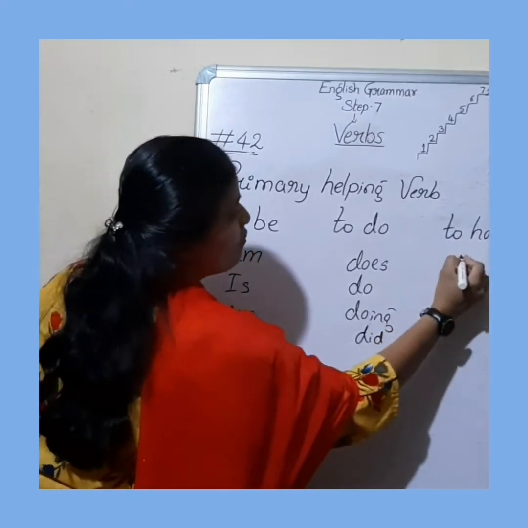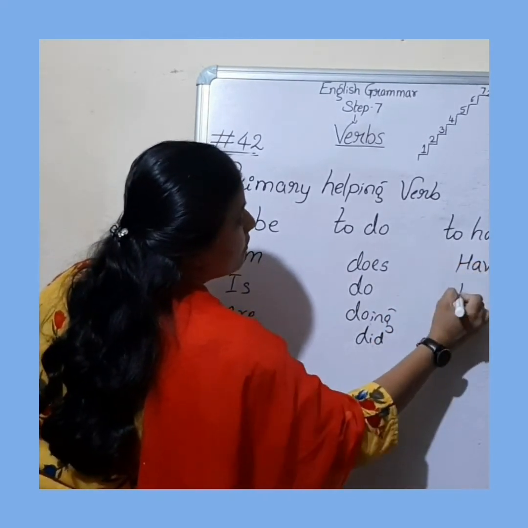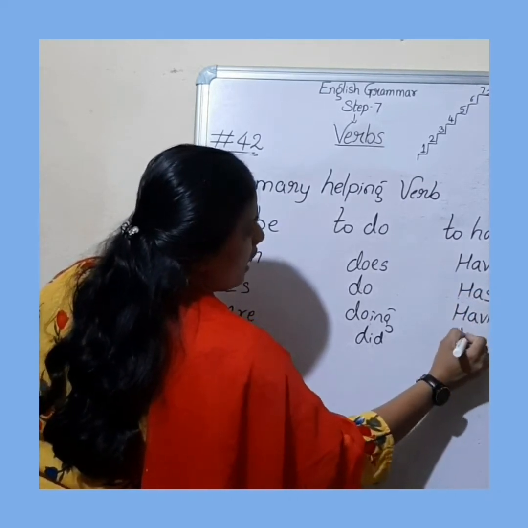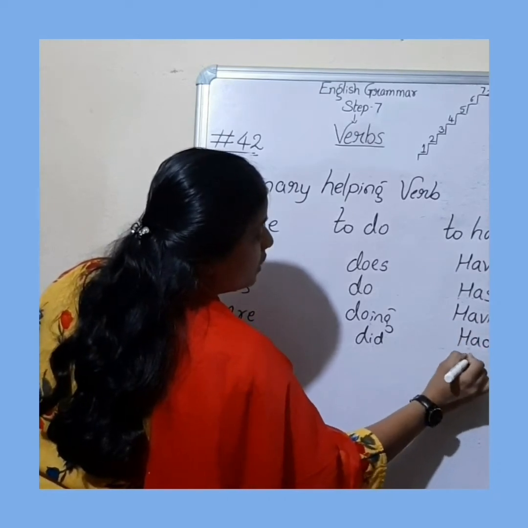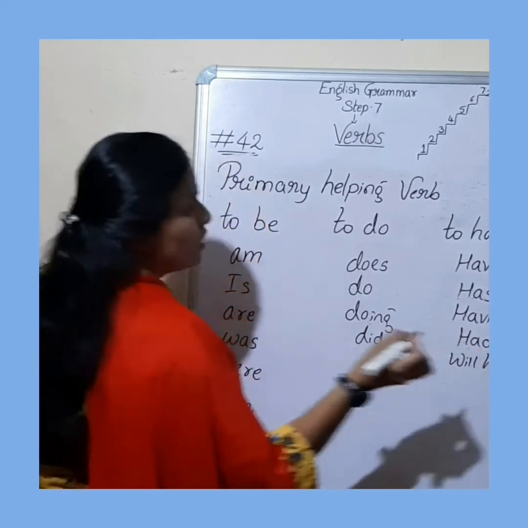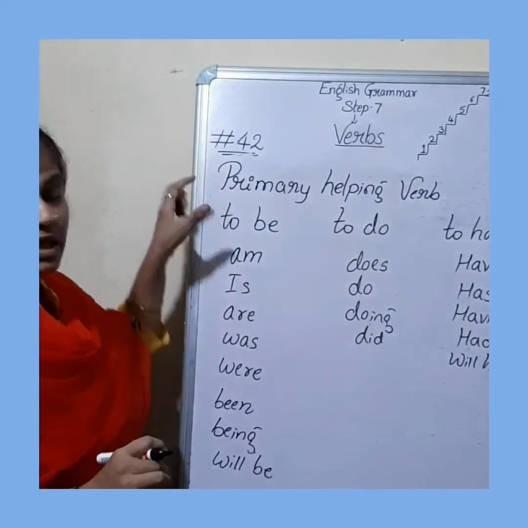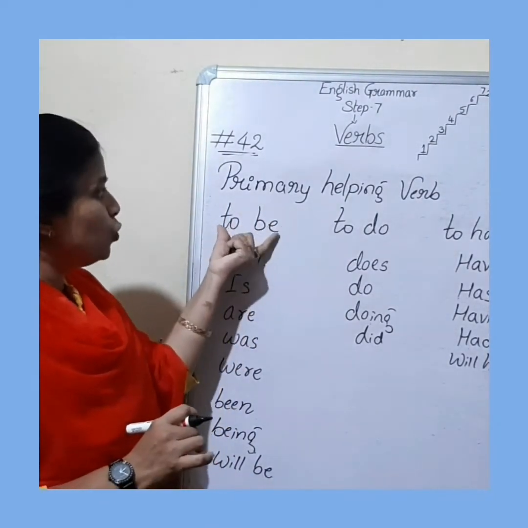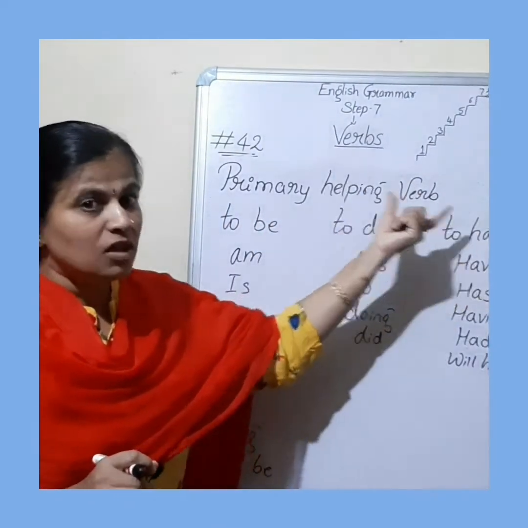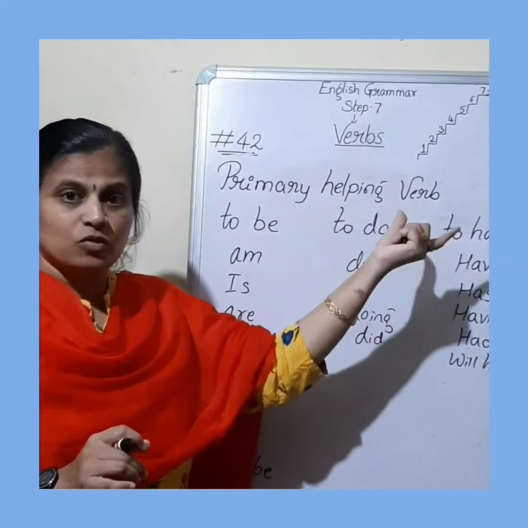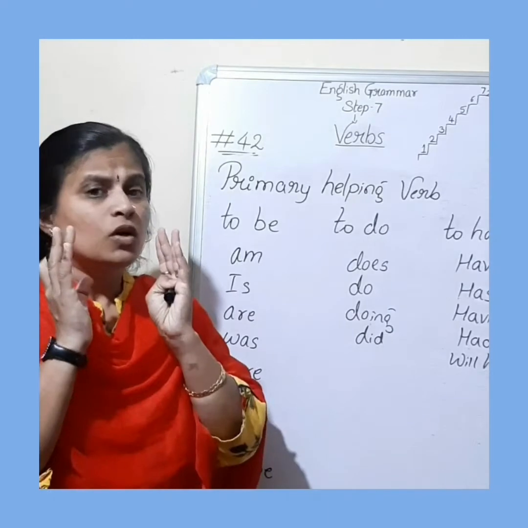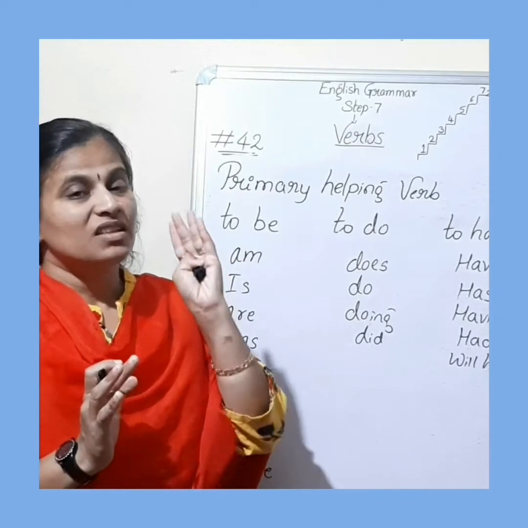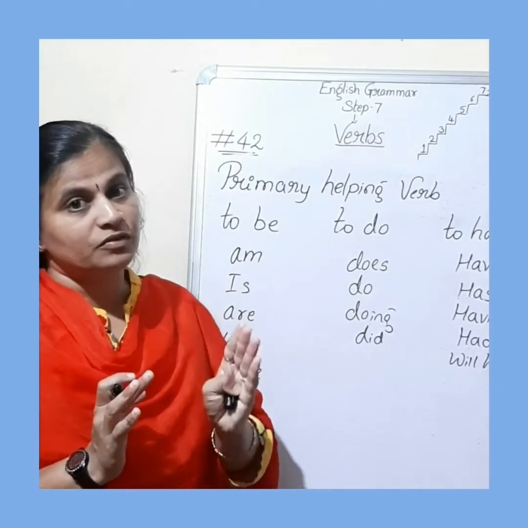Okay, in this to have form we get have, has, having, had, will have. Okay, so let me just repeat. Primary helping verbs we are dealing with, and we get three forms over here: to be, to do and to have. These primary helping verbs overall help to say the state or condition, or we can also say the tense of the sentence or tense of the action.